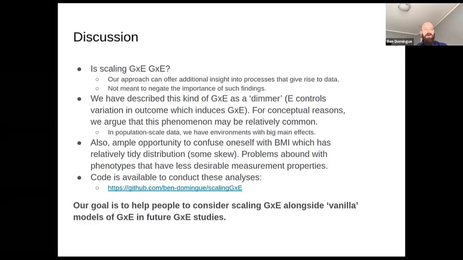And finally, there is code available at that website. I think you should all have the slides. You could also just Google my name on GitHub. And the goal here is to really help people consider these kinds of scaling analyses alongside more vanilla analyses that have long been conducted. By making this code available, the hope is that people actually can do that. I'm happy to talk more about using that software. It's definitely at what's pre-alpha level of development. It'll work, but it's a little ugly. So I'm happy to talk to anybody that wants to try to use it.